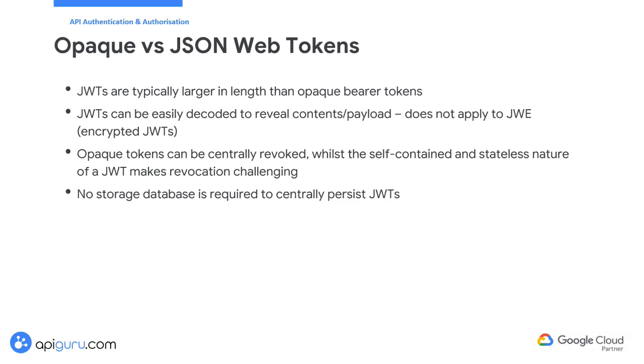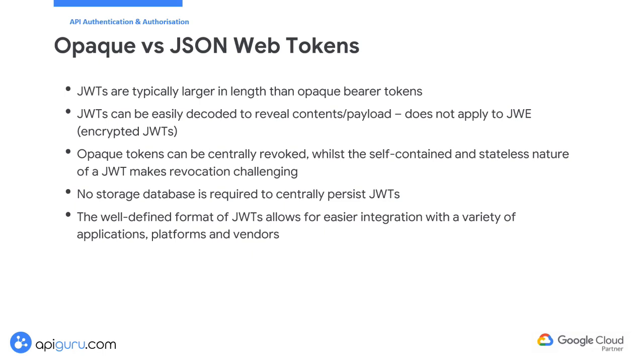JWTs do not require a central storage database to persist token information. JWTs are self-contained, meaning all necessary information is embedded within the token. In contrast, opaque tokens necessitate a centralized data store for tracking and validating token usage. The well-defined format of JWTs facilitates easier integration with various applications, platforms, and vendors. Their standardized structure makes them compatible across different systems and technologies, enhancing interoperability compared to opaque tokens.